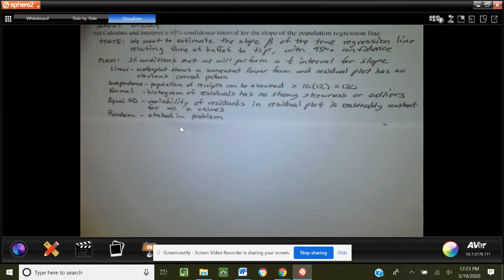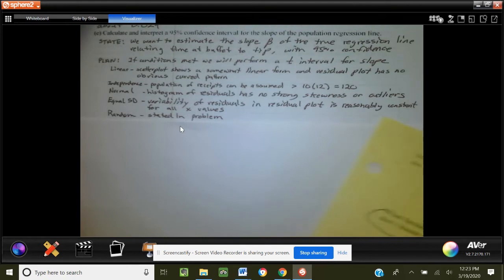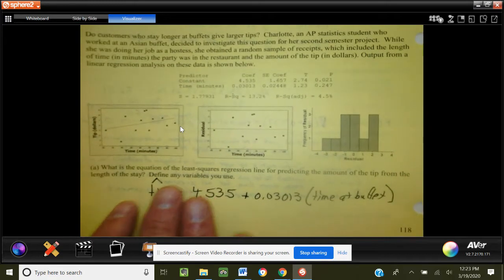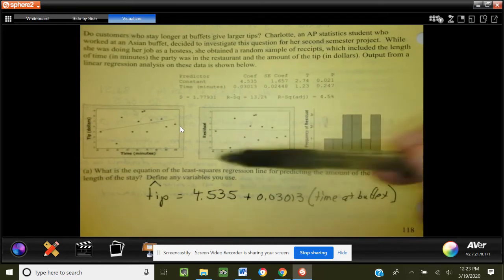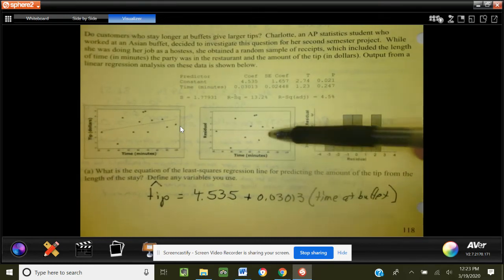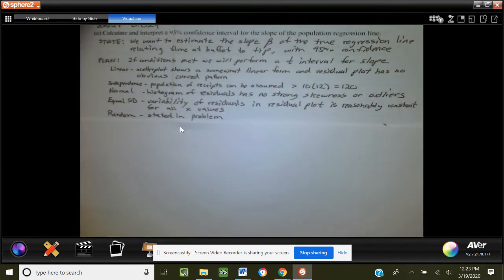All right. Then the equal SD. So the variability of the residuals in the residual plot is reasonably constant for all the x values. That's really all you're looking for. And again, if we look at the residual plot here, as we go left to right, the spread across this middle line, the zero line, is fairly constant. Again, it needs to be pretty obviously off for that to fail. And then the random condition, it was stated in the problem.